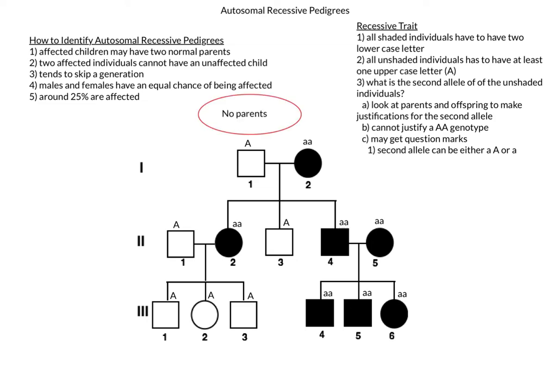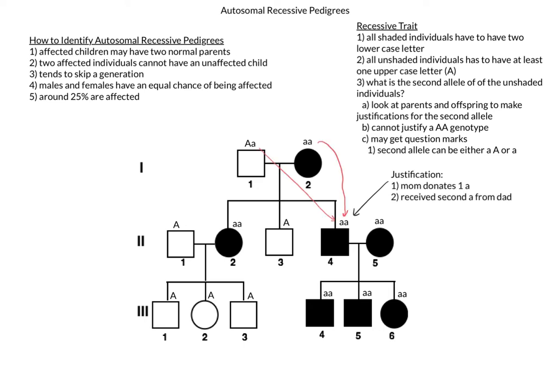This individual has no parental information, so we have to look at the children. This individual is going to be heterozygous, or big A, little a. The justification here is individual 2-4. Since mom is only able to give off one recessive allele, the son had to have received the second allele from the dad. Let's go ahead and skip individual 2-1 and move to individual 2-3.